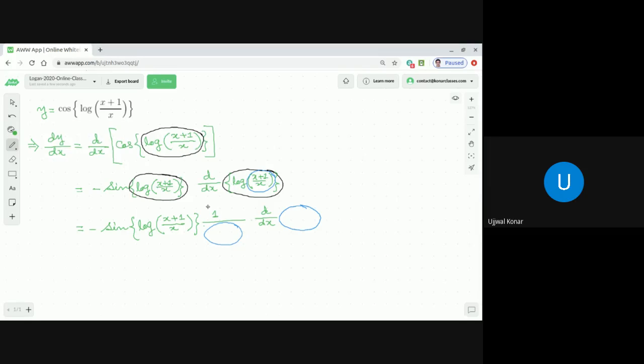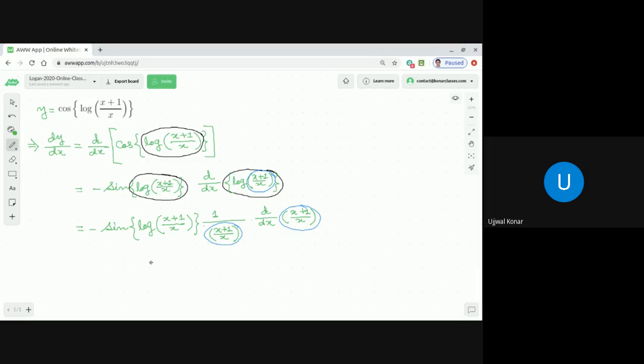So, what do you get here? 1 by, so that blue is what? x plus 1 by x. Correct or not? So I can give a bracket, and here it is x plus 1 by x. Correct? Clear or not clear?